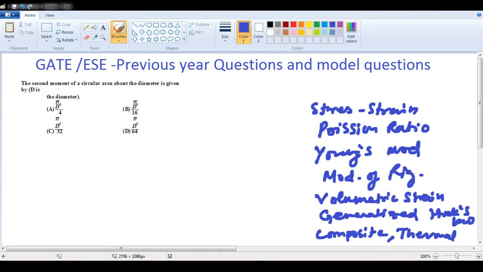So today's class will focus on the previous year questions as well as the model questions which are very important, and if you do this, I bet that your fundamentals on these topics will be clear. So without wasting time, let me start straight. I'll go with both the previous year questions of GATE, IES, and at the same time with model questions which have a probability to come in the examinations. Okay, so first I'll take a question.